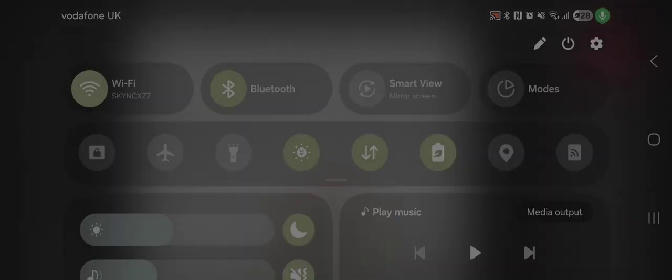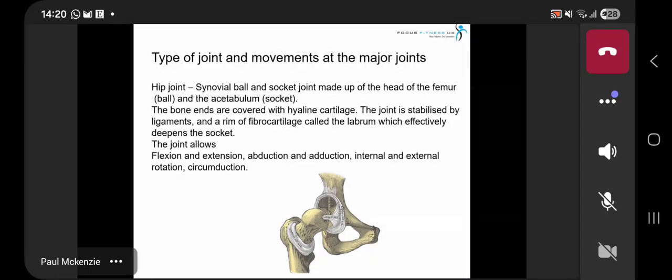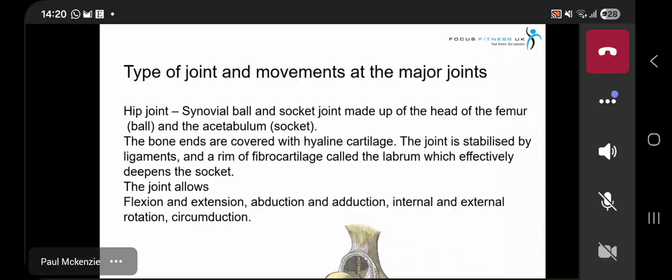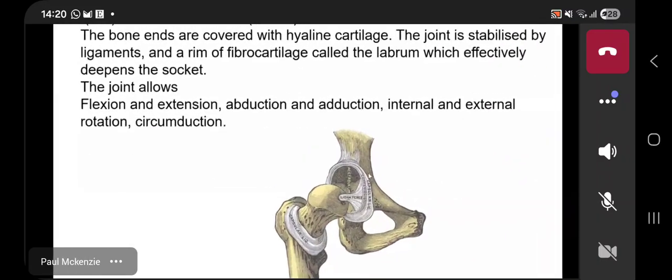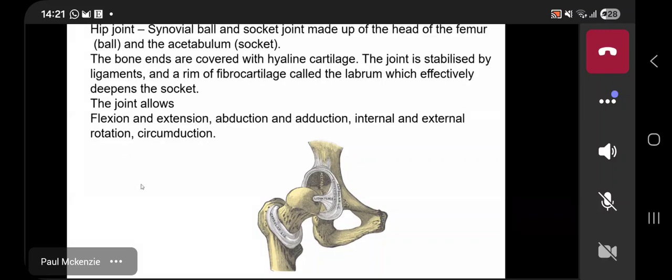So the joint is made deeper and stabilized by a cartilage ring called the labrum. So see this here? This is a ring of cartilage, and that's the labrum, and that makes the socket deeper and more stable. The joint allows flexion, extension, abduction, adduction, internal and external rotation, and circumduction.